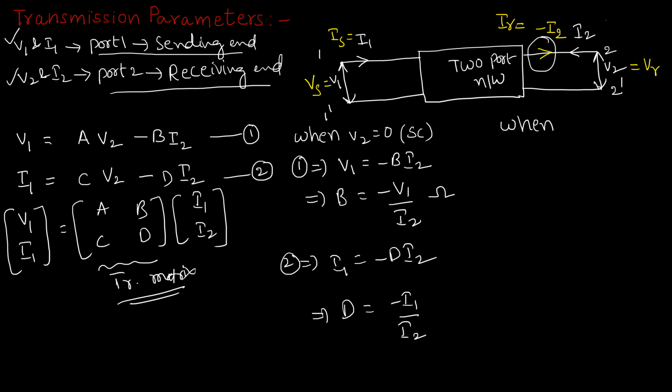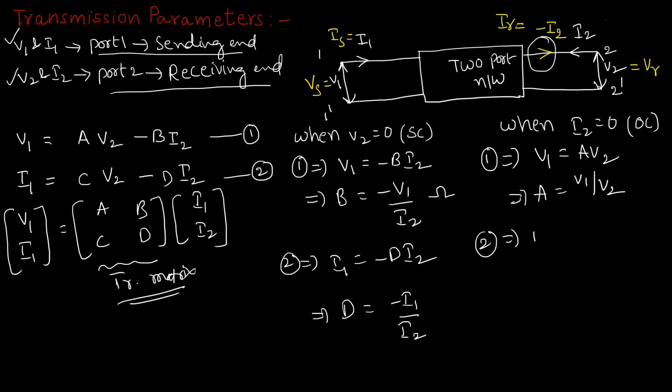Now let us go with the second condition. When I2 becomes 0, what happens? Open circuit will be happening. From the first equation, V1 equal to A into V2. So A is V1 by V2, voltage by voltage, so dimensionless. From the second equation, I1 equal to C into V2. So C is I1 by V2. What is I by V? That is an admittance, so it is measured in mho. Later, after completion of all the parameters, we are going to relate every parameter to the other parameters. At that point we'll talk a little bit more.